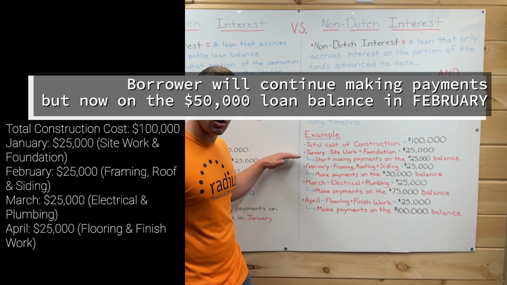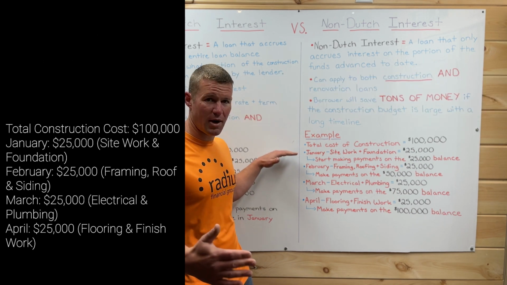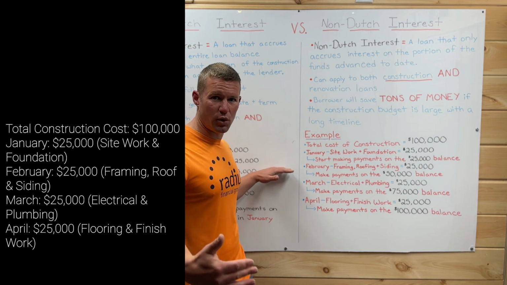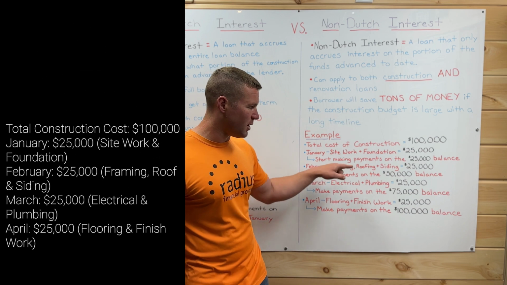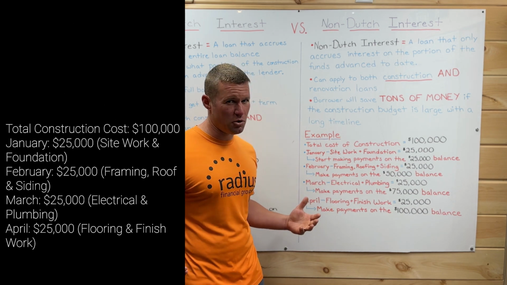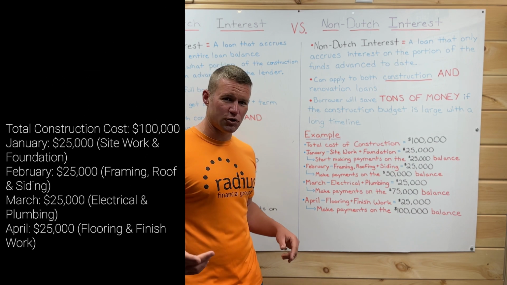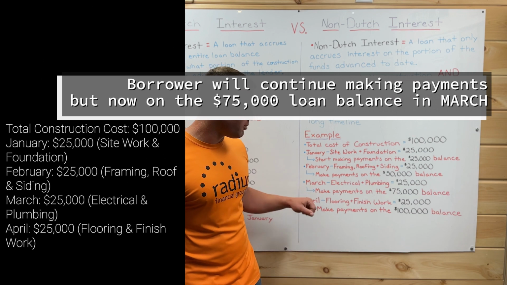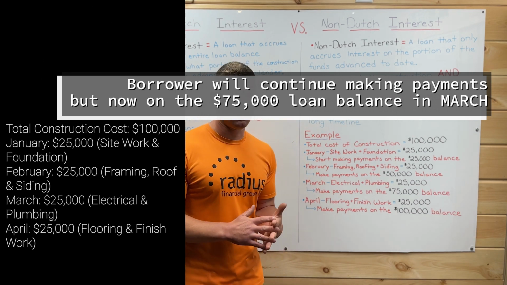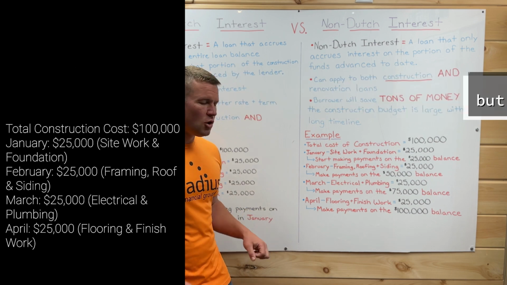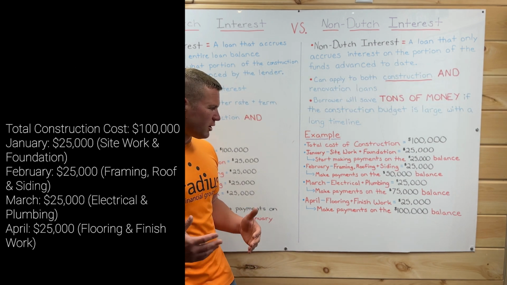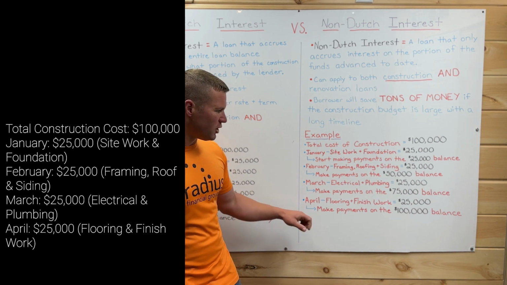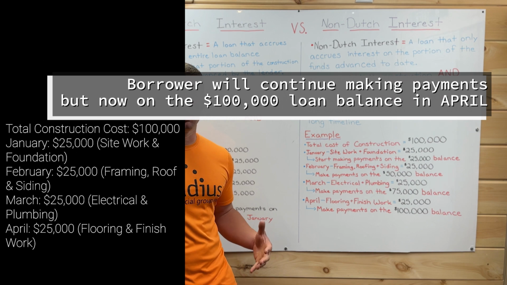So in January, the borrower is making payments on 25 grand because that's what the bank has lent out. And then in February, because the lender has lent out an additional 25 grand, the borrower is going to start making payments on the $50,000 balance. See where I'm going with this? So in March, we do the electrical and plumbing. That's another 25 grand, so the borrower will start making payments on the $75,000 balance. Then of course, in April, we're wrapping this project up. Flooring and finish work is going to cost an additional $25,000. So in April, the borrower is going to start making payments on the full $100,000 balance.